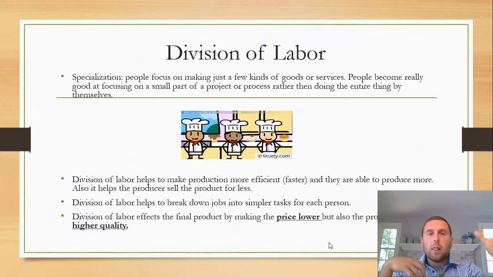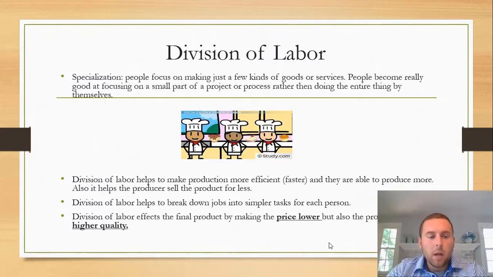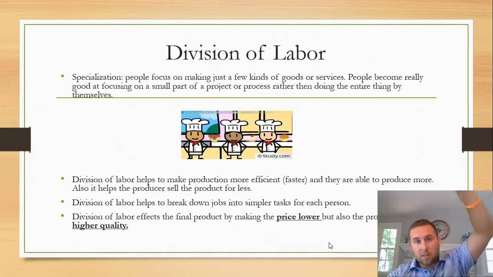The cars were less expensive than they had been. All right. So, like I said, division of labor is going to help break down this big task into smaller little tasks for people to work on. Okay. Division of labor also affected the final product by making, like I said, the prices lower.